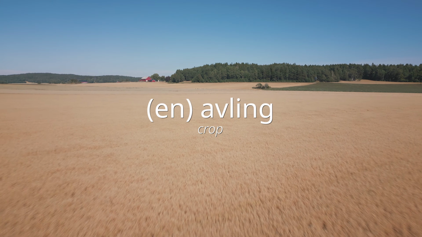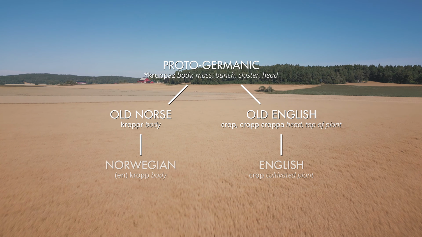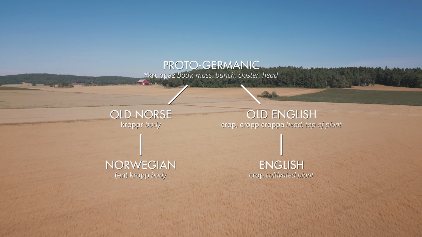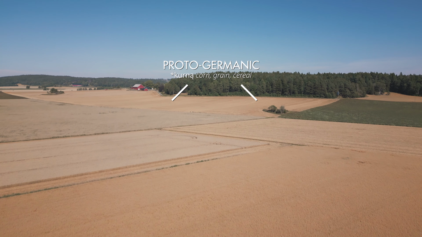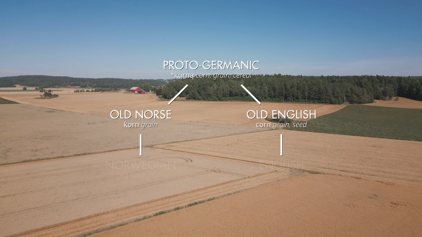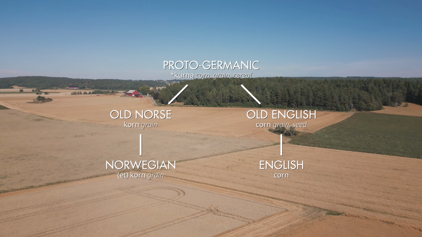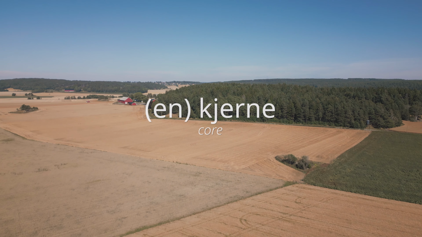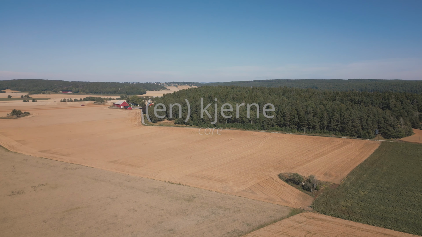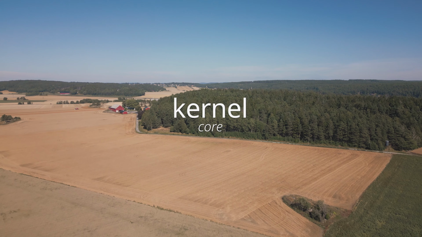Avling is the Norwegian word for crop, which in Old English meant the head or top of a plant. Crop is cognate with Norwegian kropp, which means a human body. Our last farming word is korn with a K, meaning grain. In Old English, the word for grain was corn with a C, and survives in words like sweet corn or popcorn. Corn is related to Norwegian kjerne and English kernel, both meaning core.